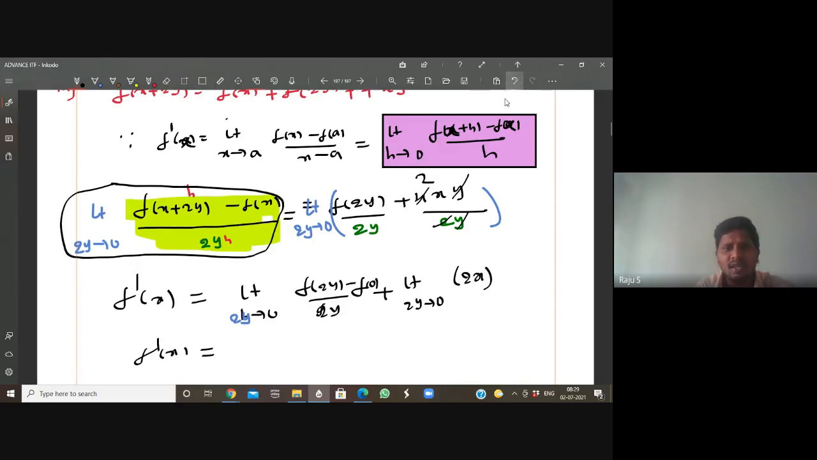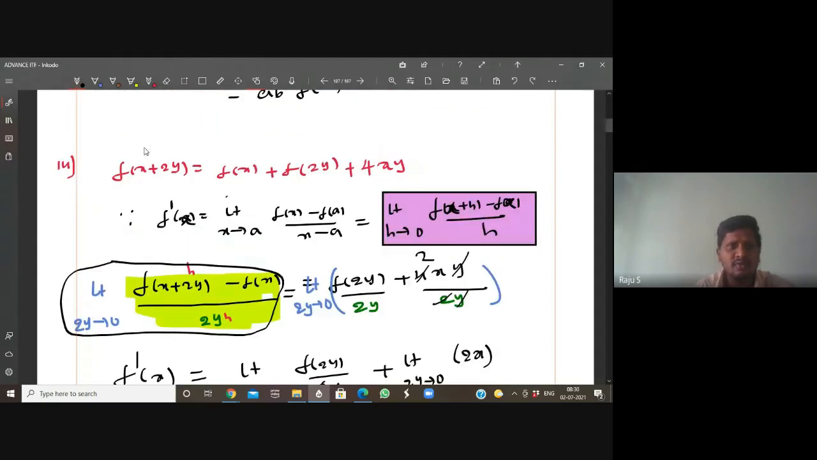So the other way, we can do it in two ways. One is you can write f of 2y minus f of 0 by 2y. What is f of 0, anyone? It is very important. So how do we get the value of f of 0? By substituting x is equal to y is equal to 0 here.